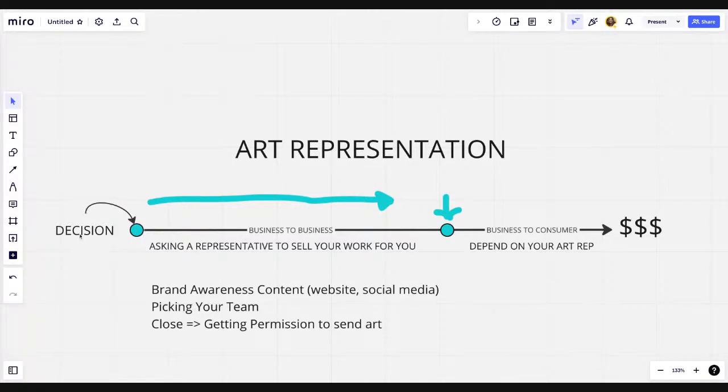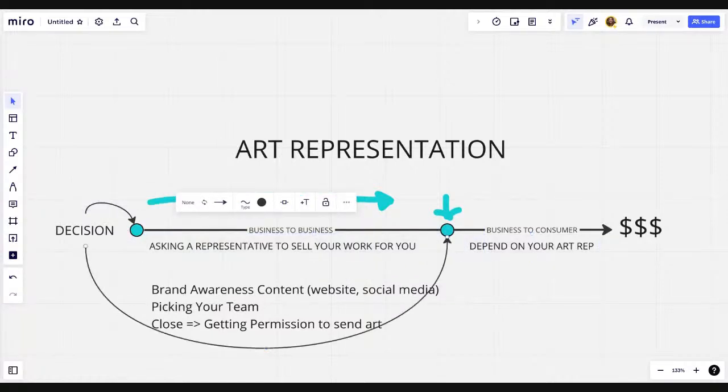Or you can, this is my preferred method, okay, right here. Or you can just skip the business of business part and go straight to business consumer. Okay. I absolutely love each and every one of my art licensing agents and my business galleries.